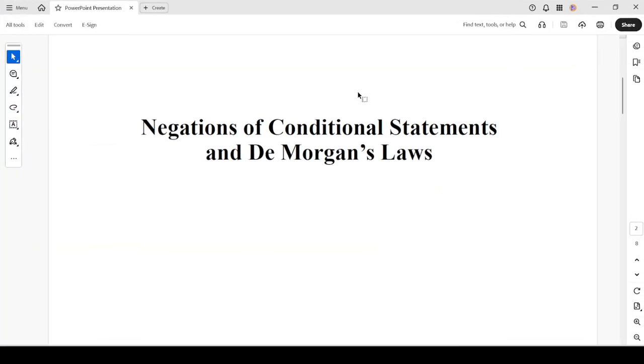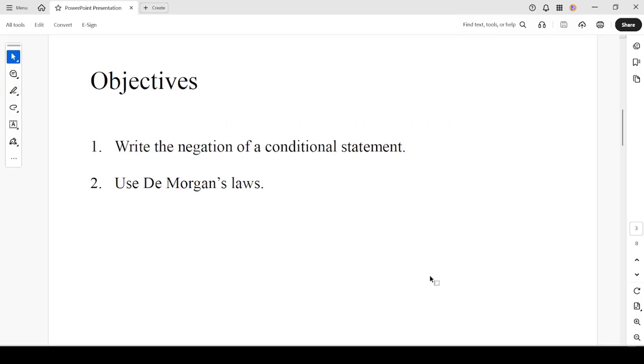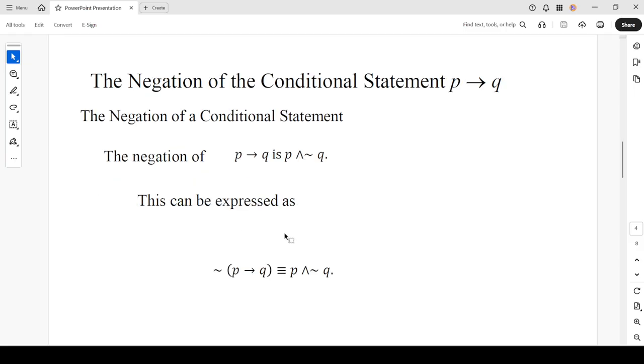Negations of conditional statements and De Morgan's law. These are the objectives. First of all, we try to write down the negation of a conditional statement, and we're going to see De Morgan's law. How do you write the negation of a conditional statement like this? The negation of P implies Q is P and negation of Q. This can also be expressed as: the negation of this conditional statement is equivalent to P and negation of Q.